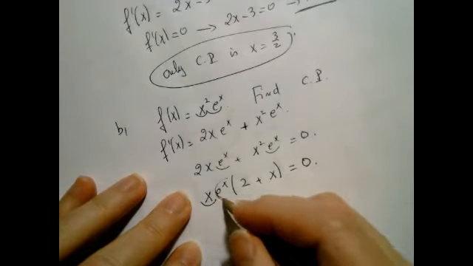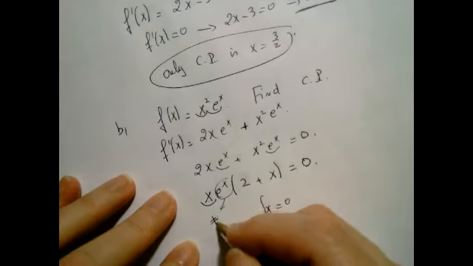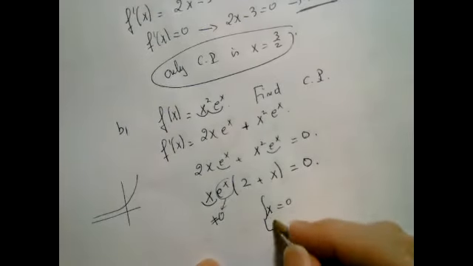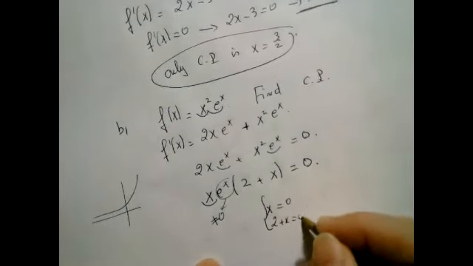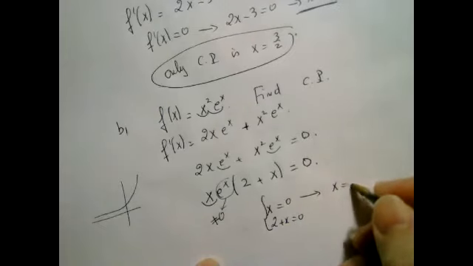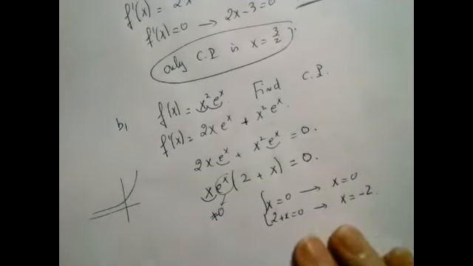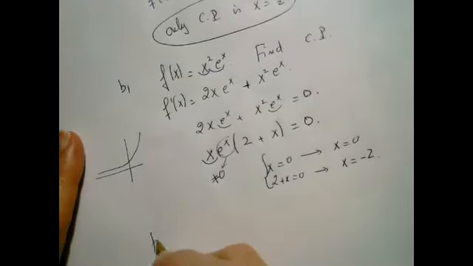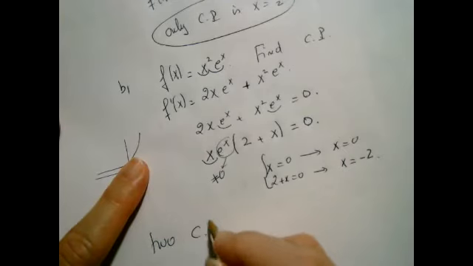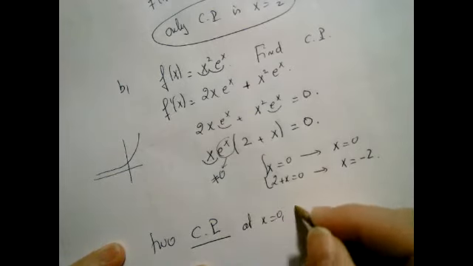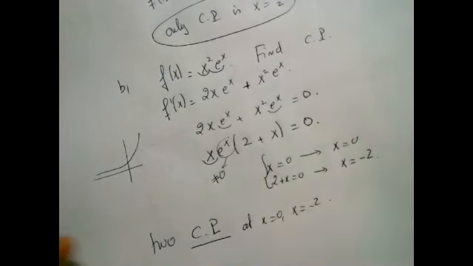Now, e^x is never 0, because we know how the graph of e^x looks. e^x is a number raised to a power, so it's never 0. So x equal to 0, or 2 plus x equal to 0. This gives me x equal to 0 and x equal to minus 2. So now we have two critical points. We use the abbreviation CP for critical point. We have two critical points, at x equal to 0 and at x equal to minus 2.